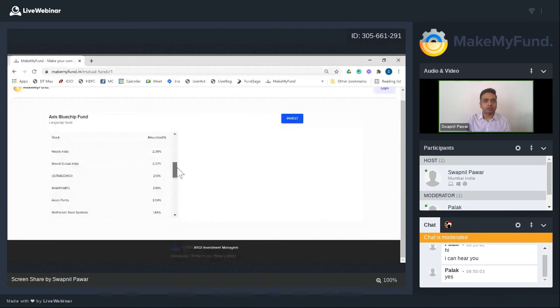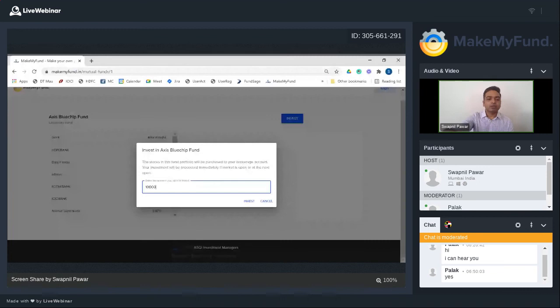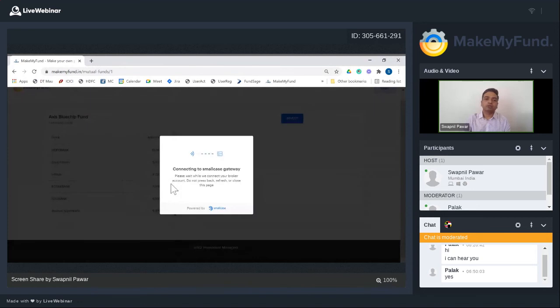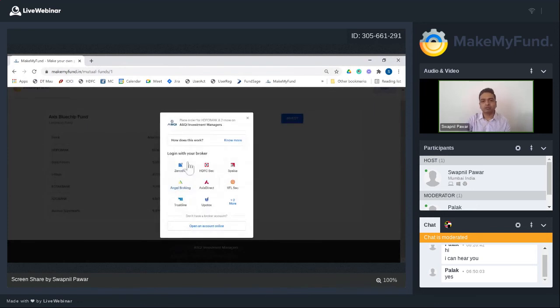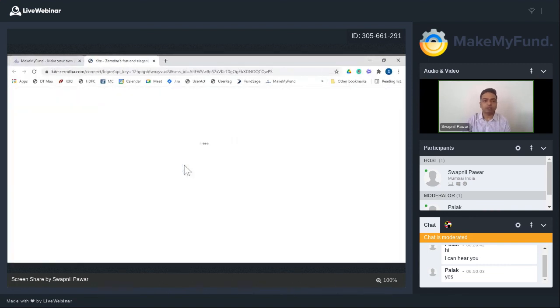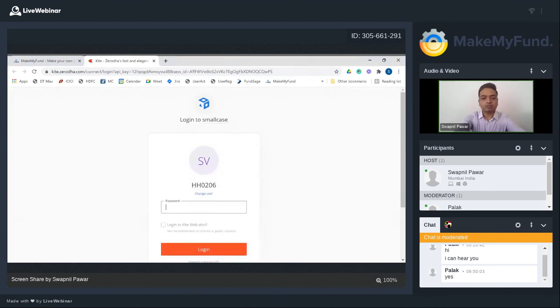Now, when I say invest, it'll ask for the amount. Now, this is just a demonstration, so I'm putting a small amount. This takes me to the gateway. So now these are the brokers we have, which essentially is 10 brokers. Edelweiss, Zerodha Securities. Most likely, majority of investors will have an account in one or more of these anyway. So my own personal account is in Zerodha. This is my account. So I'm just logging in now.